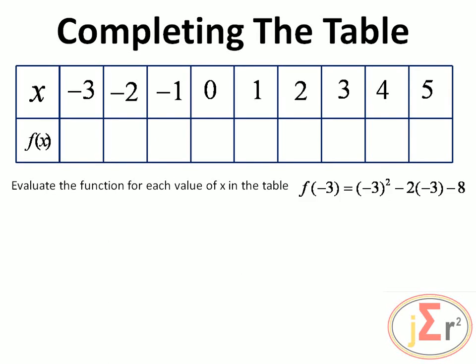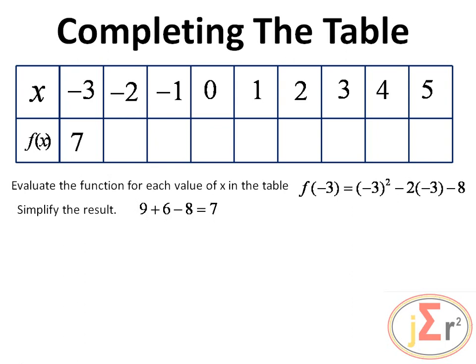There it is. Now we are going to simplify that. In simplification, -3 squared, negative multiplied by negative is positive. We are going to have a positive 9. Then we have -2 times -3, which is a positive 6. And then that -8 goes there. So we have 9 plus 6 minus 8 is equal to 7. The answer is 7, and it is placed inside the table.